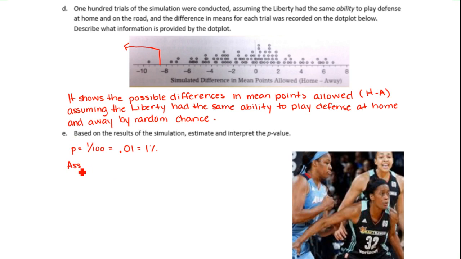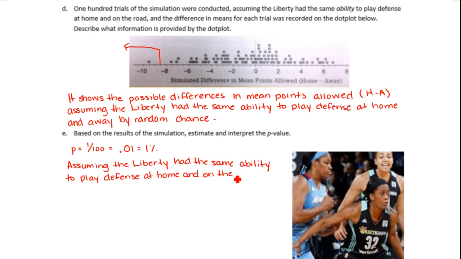So to interpret, we would say, assuming the Liberty had the same ability to play defense at home and on the road, we would expect a difference of negative 8.7 or less 1% of the time by random chance. Make sure you go in the appropriate direction based on your p-value, don't say or greater.